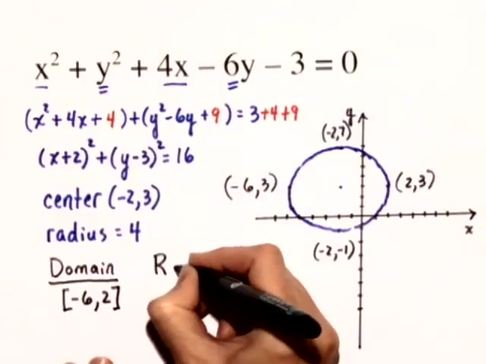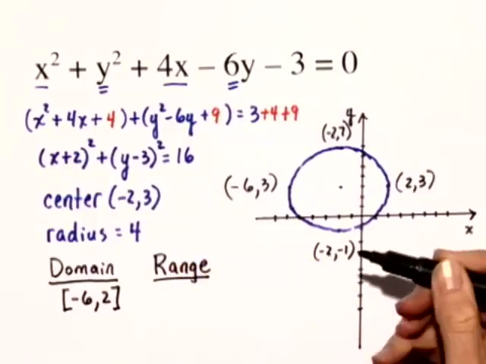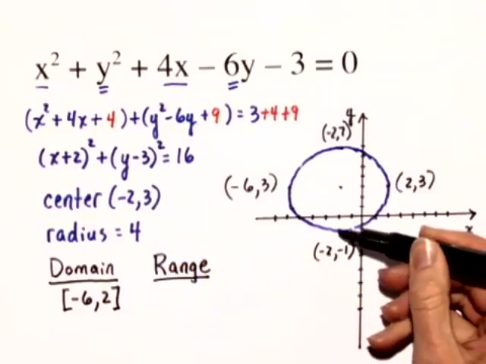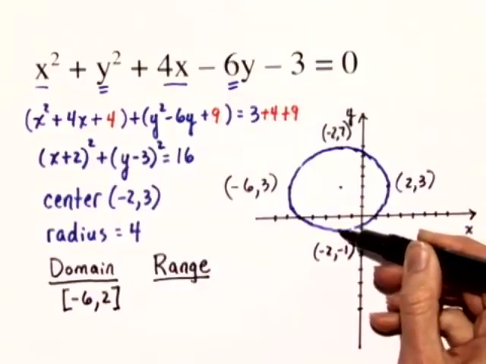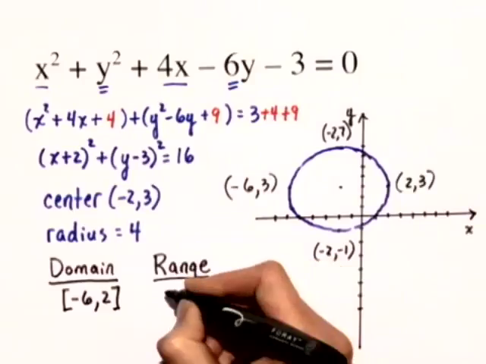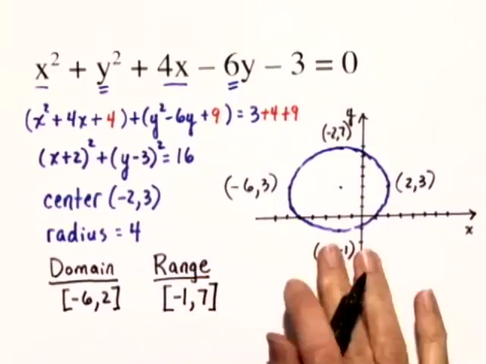The range are any values that I can let y equal. And looking at my graph, I see the y values can go as low as -1 right here, all the way up to +7 on that closed interval. So here's the graph of my circle.